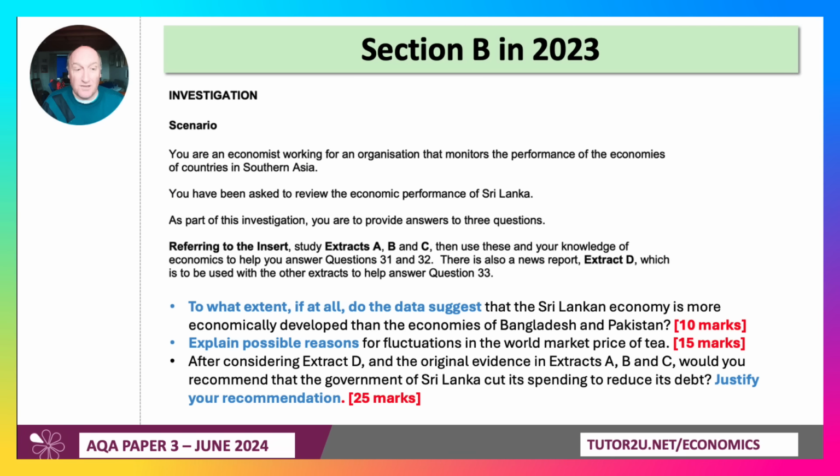This is the 2023 paper. It was about Sri Lanka. You've been asked to review the economic performance of Sri Lanka. The 10-mark question was, to what extent, if at all, does the data suggest the Sri Lankan economy is more developed than Bangladesh and Pakistan? That's your data question. Then: explain possible reasons for fluctuations in the world market price of tea. Obviously, a good analysis diagram, supporting diagrams, perhaps shifts in demand and supply, would be important there, and also considering elasticities of demand and supply.